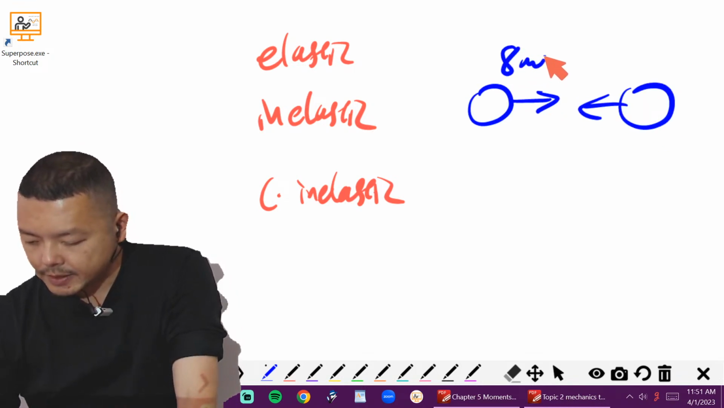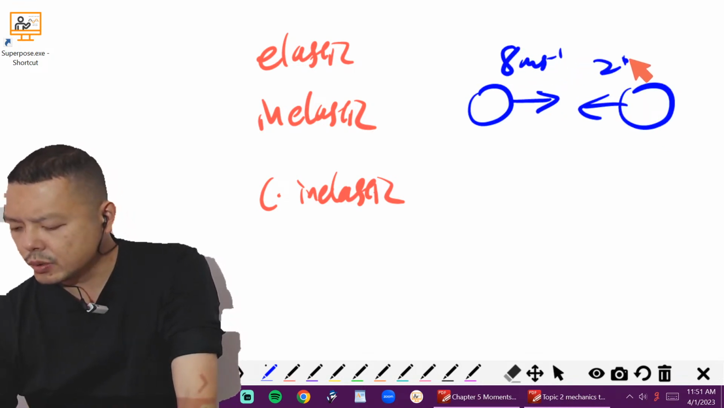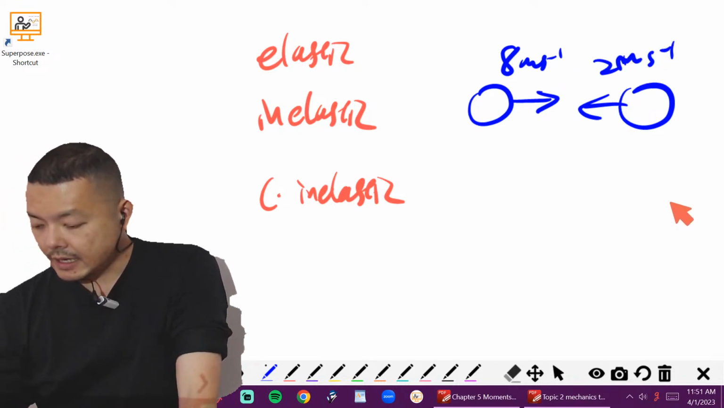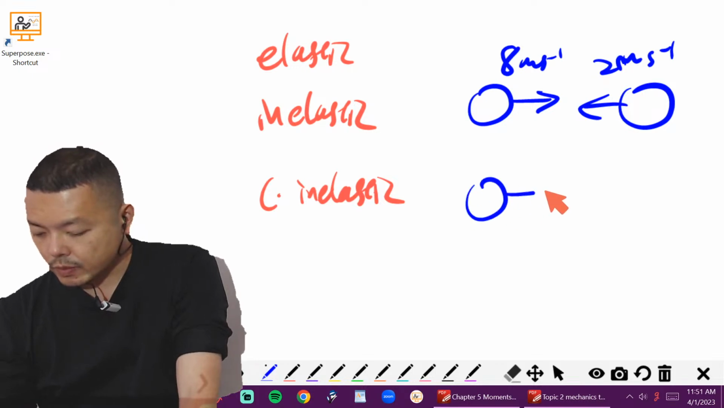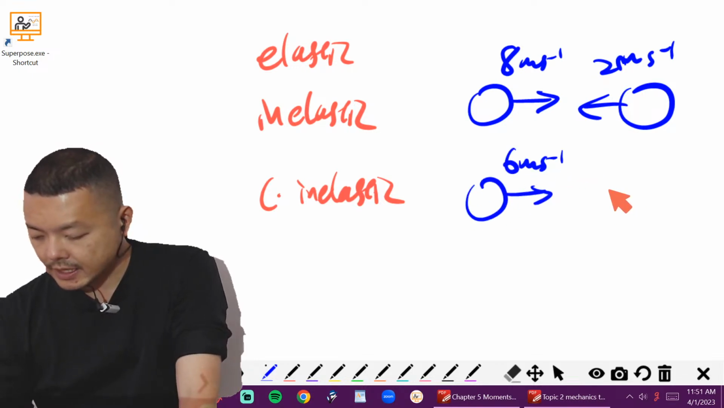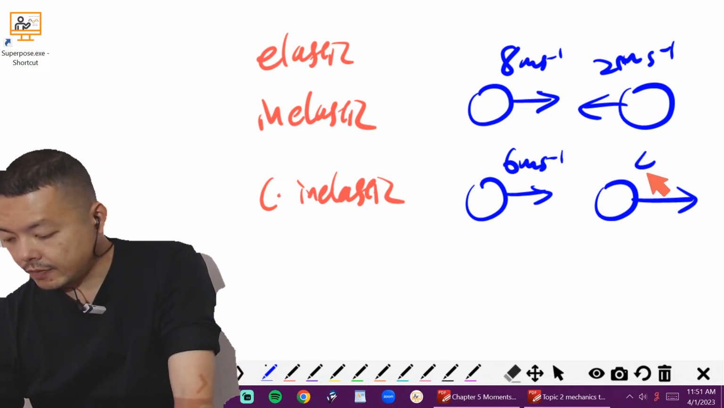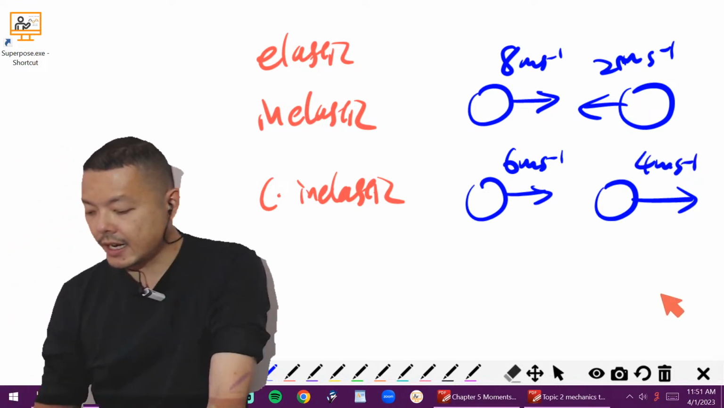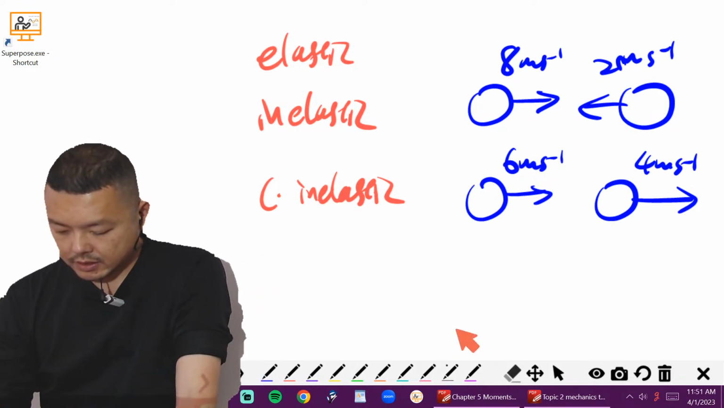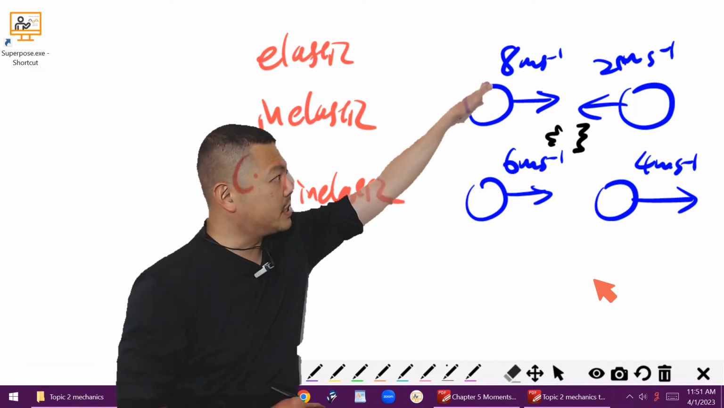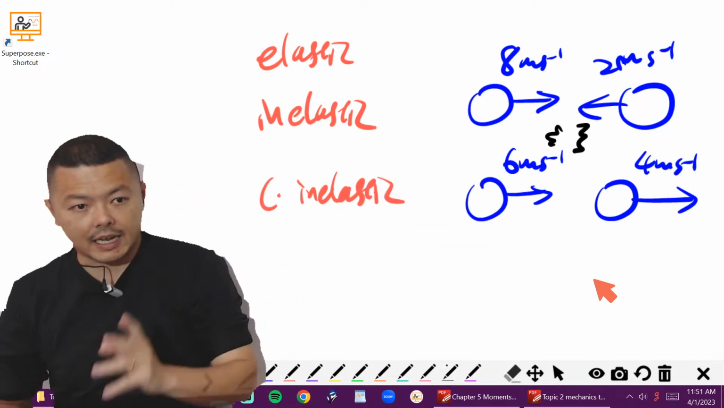This is 8 meters per second. This is 2 meters per second. Then this one will roll forward at 6 meters per second, and this one will go backwards at 4 meters per second. Can you tell me if this is an elastic collision or not? So I draw the collision in the middle. This is before, this is after. Is this an elastic collision or not?